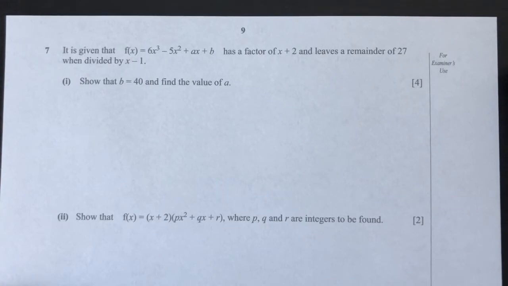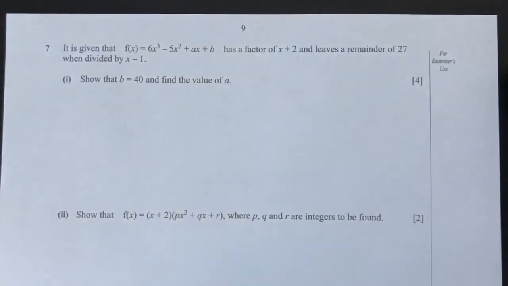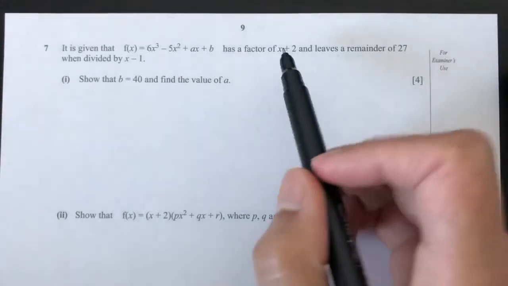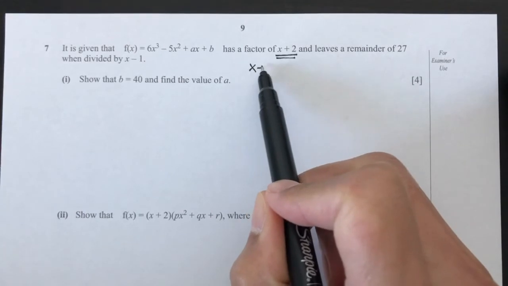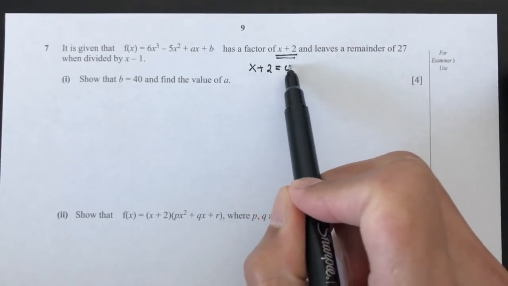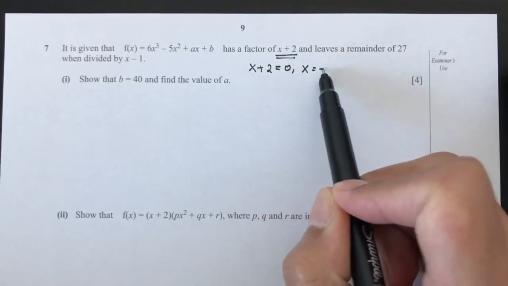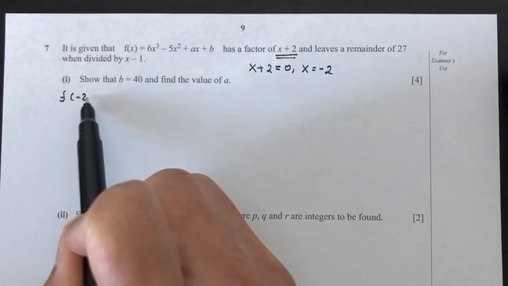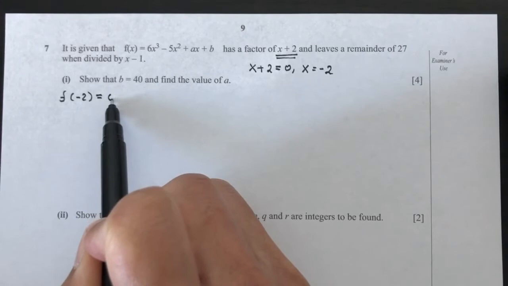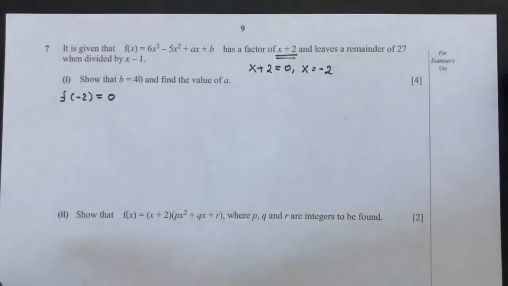It is given that f of x equals this equation. It has a factor of x plus 2 and leaves a remainder when divided by x minus 1. So let's look at that one by one. First things first, you know it has a factor of x plus 2. So what is the value of x? X plus 2, we have to equate to 0. You see x will be equal to minus 2. So it means that if you take minus 2, put it in your function, the remainder will be 0 because it is a factor of this function.